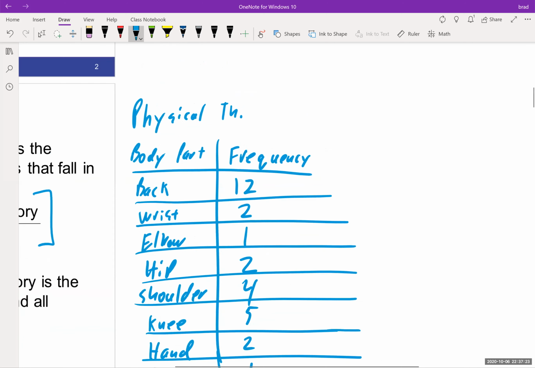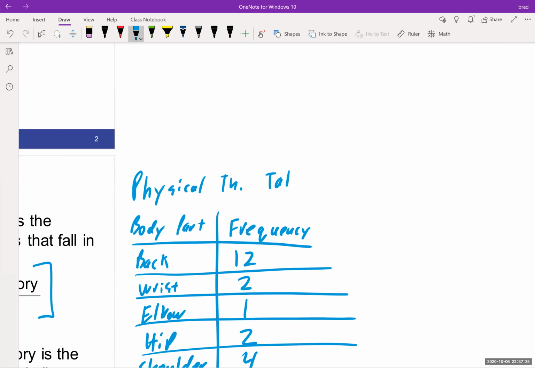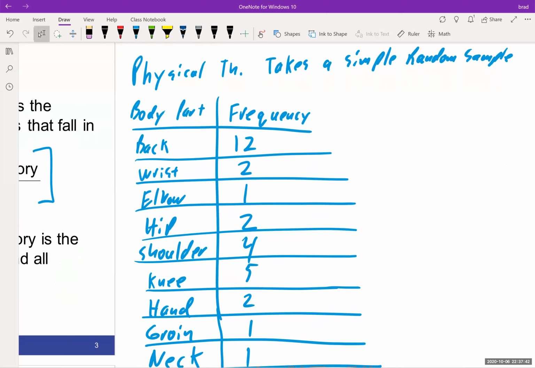So remember, a physical therapist takes a simple random sample of her patient list, right? So, and again, that means that she took a sample of 30. So we're talking about a statistic. And keep in mind, this is not her whole practice. She has more than 30 patients. Okay. So she's just taking a sample.